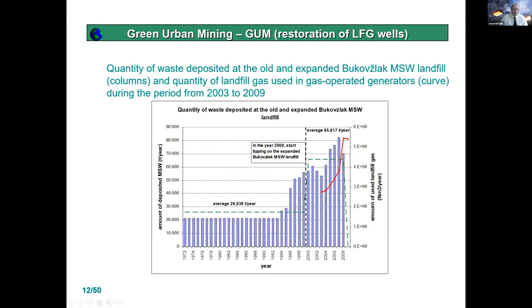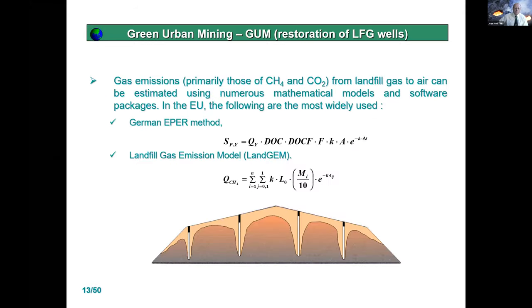So this much more landfilling of wastes on this landfill also caused the opportunity to extract much more landfill gas from the landfill body. But because of some trouble with the landfill body and subsidence, which appeared on the surface area, we were confronted with a decrease of the amount of gas per year.